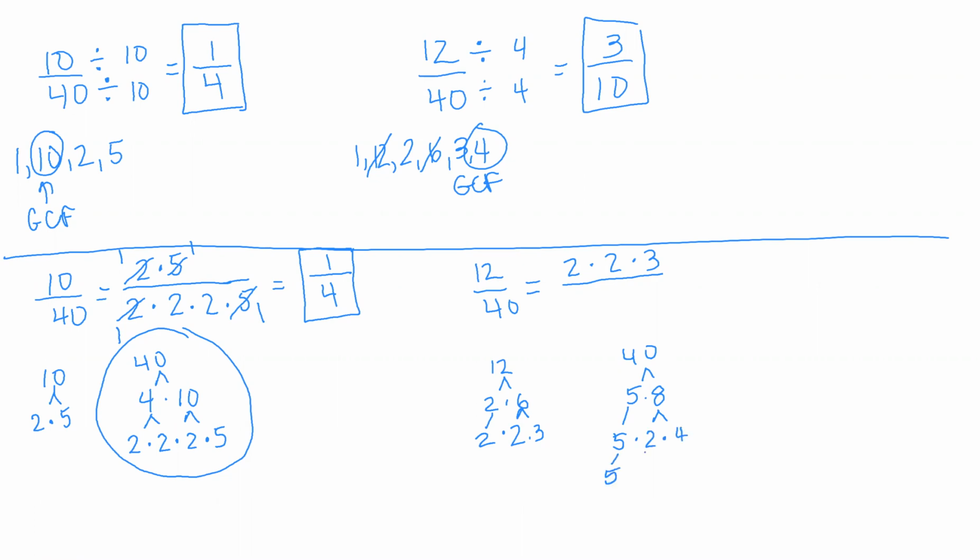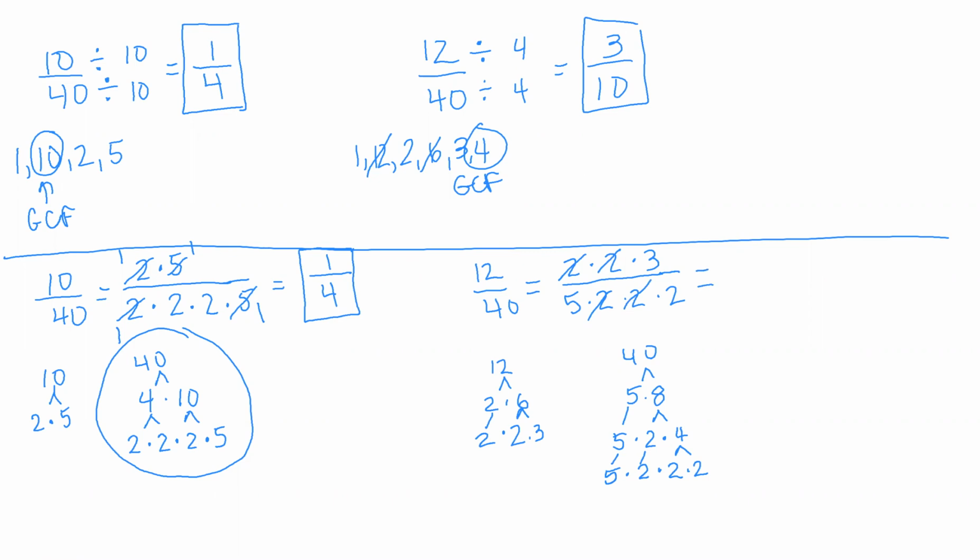5 is still prime, so I bring it down again. 2 is prime. 4 is not, so I rewrite 4 as 2 times 2. So up here, the prime factorization of 40 is still 5 times 2 times 2 times 2. Now we start canceling. There's a 2 that I can cancel. There's another 2 that I can cancel.